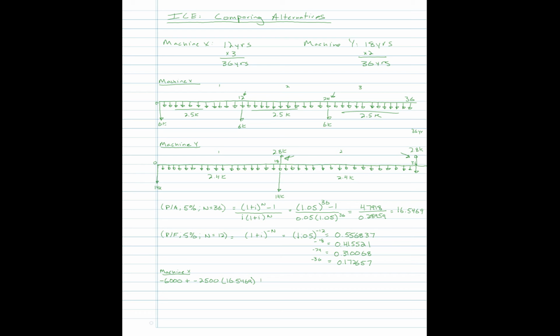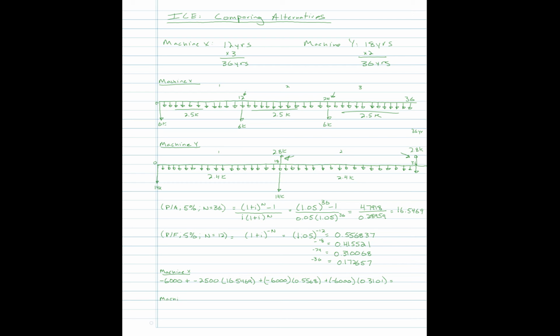Then we also have to add the negative 6,000, which is at year 12, and so the factor to discount that to the present will be 0.5568. Then we're going to want to also move the negative 6,000 from year 24. And the factor for year 24 was 0.3101. So that will allow me to calculate the present value of the cash flow for machine X.